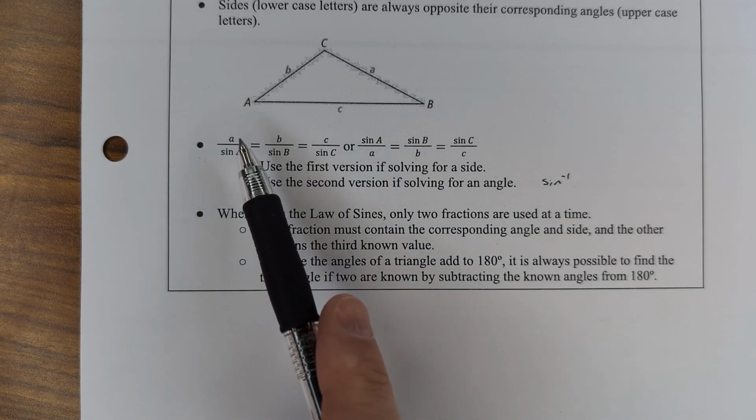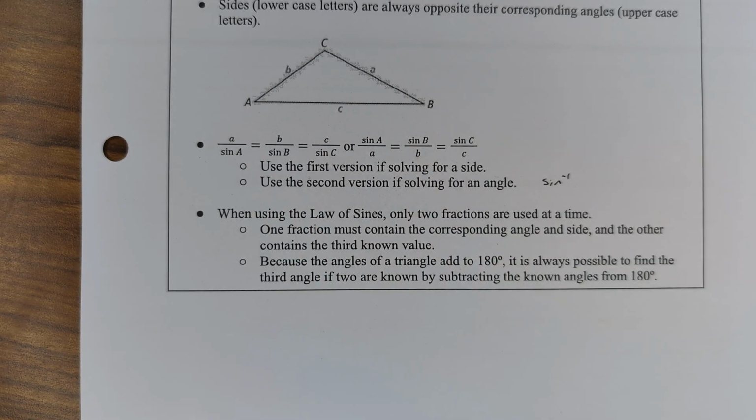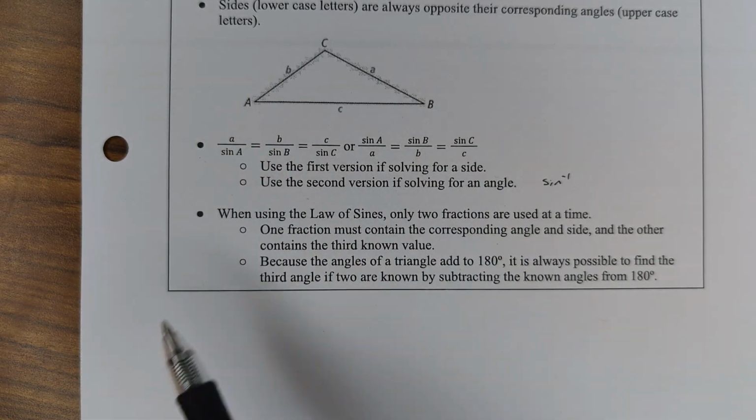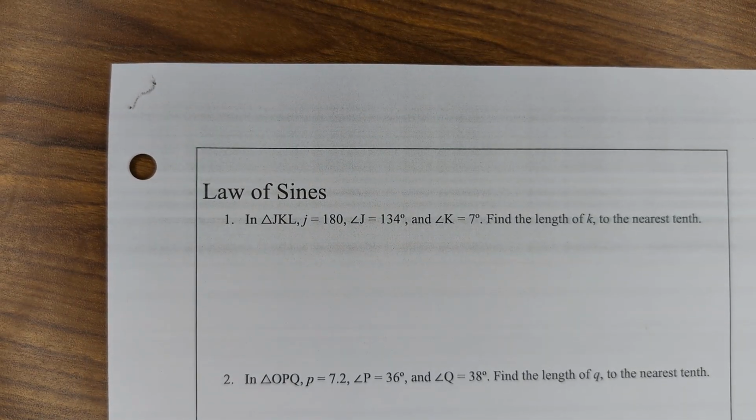So we only use two of the three fractions at a time. One fraction you know both values in, so both little a and big A, and the other one you know one of the two values in. So for example, if I know little a, big A, and little b, I can find big B, and then I would not work with the c fraction at all. All right, so let's look at some examples here.